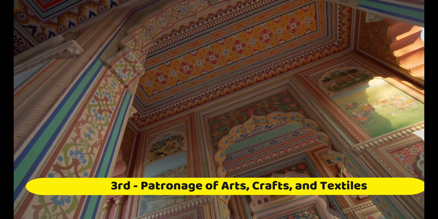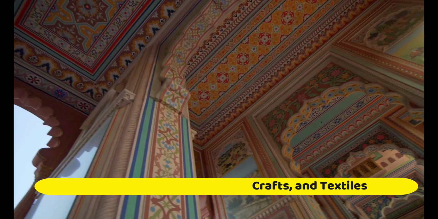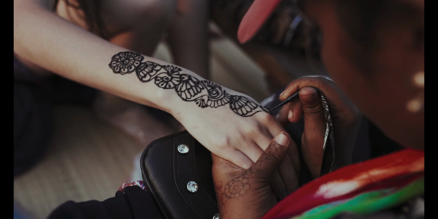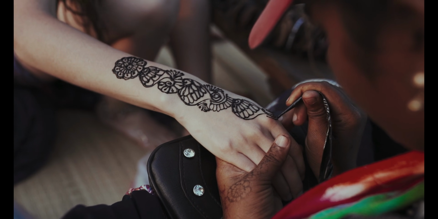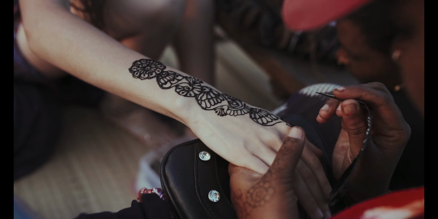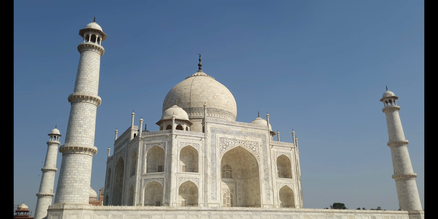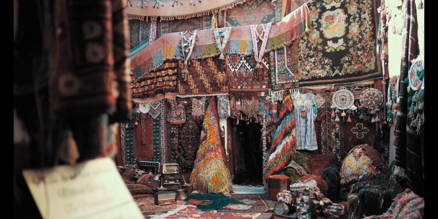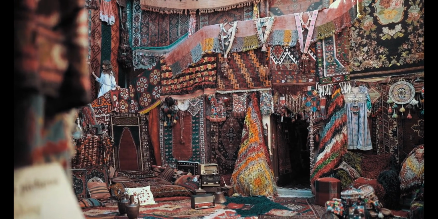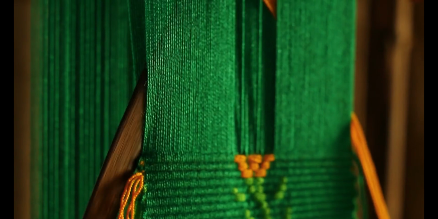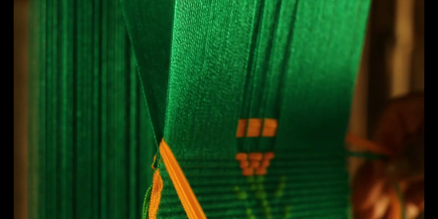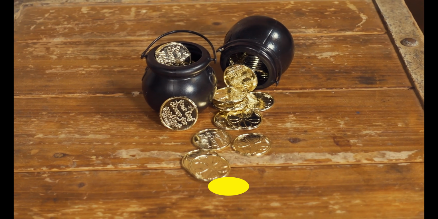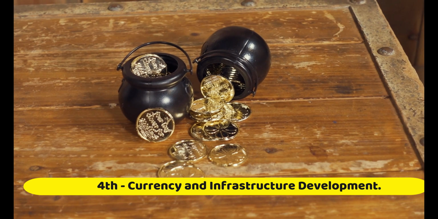Third, patronage of arts, crafts, and textiles. The Mughal rulers, especially Akbar, Jahangir, and Shah Jahan, were significant patrons of art, architecture, and culture. This cultural flourishing led to the development of unique Mughal architecture, such as the Taj Mahal and the famous Mughal miniature paintings. India's textile industry, particularly in cotton and silk, became renowned worldwide. The Mughals helped India lead global textile production, and goods like chintz fabric were highly sought after in Europe and beyond.